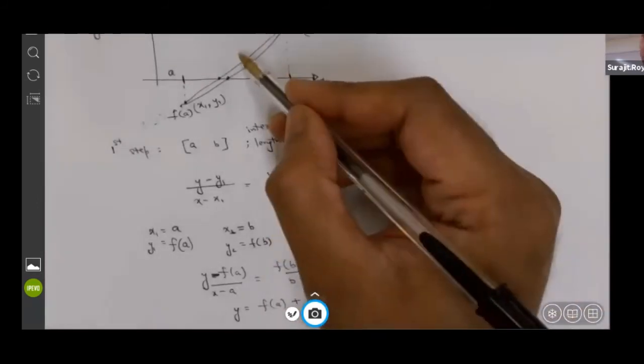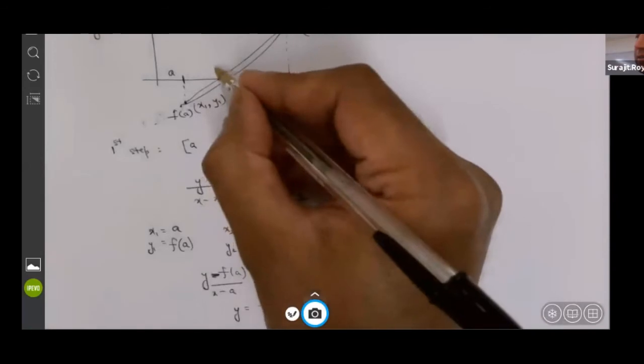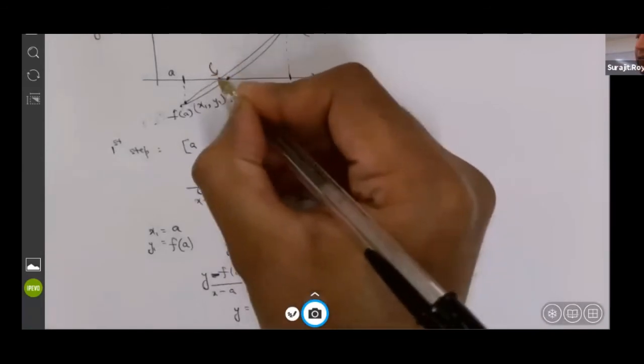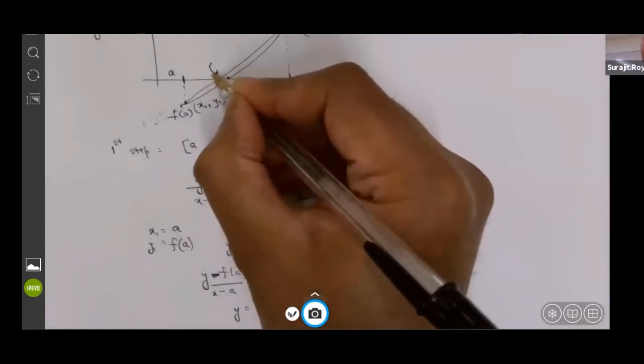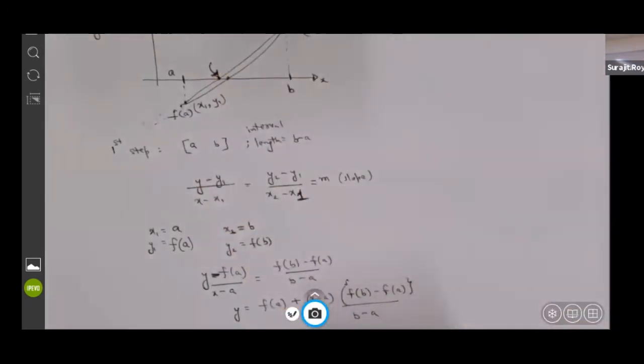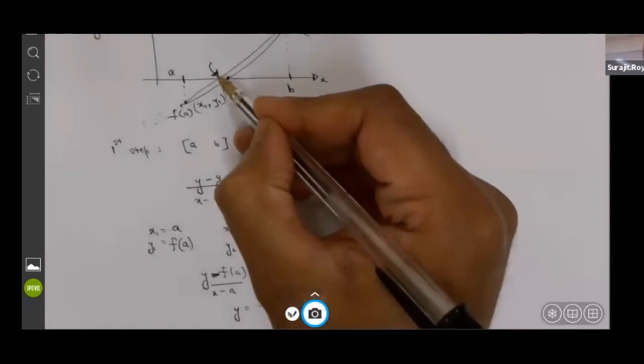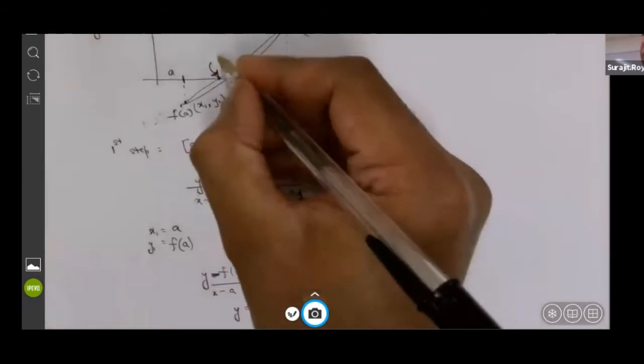Now in this equation of a straight line, what I'm interested to find is when this straight line crosses the x-axis. When this straight line crosses the x-axis, what will be the value of y in that case? Any volunteer? It would be 0? 0, yeah. Because at that point, I'm interested to find my point C.